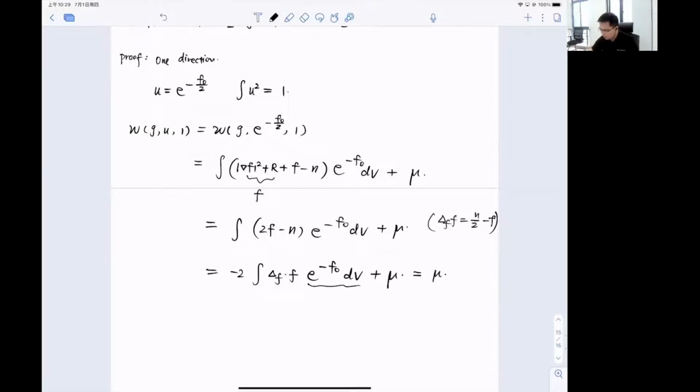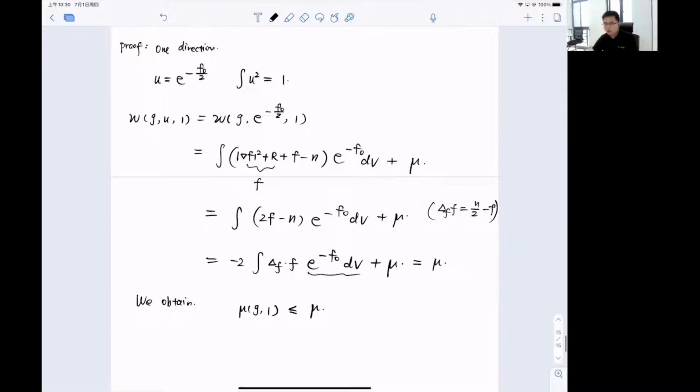Okay. So that means with this particular choice of test function u, we show that W_G u, 1 is actually equal to mu. Now, if we take the infimum, we have one direction, so that we will obtain that mu_G1 is less than or equal to mu, the entropy defined on the Ricci shrinker. So this is one direction.